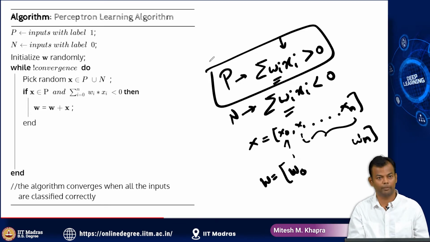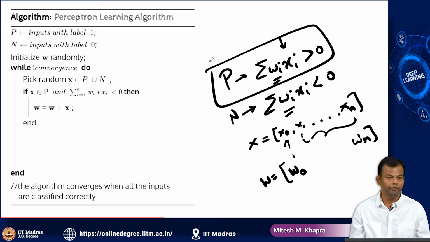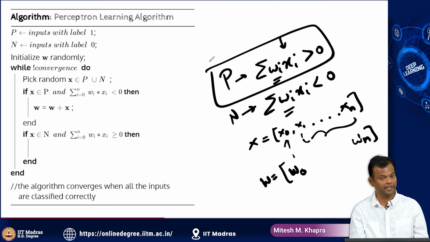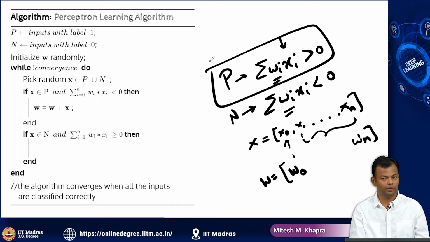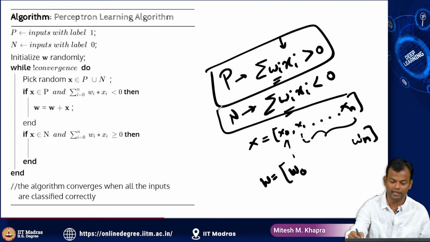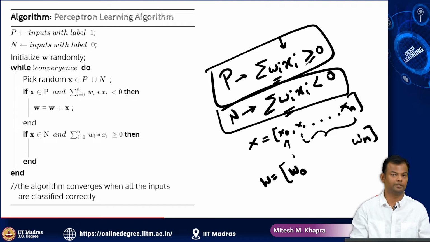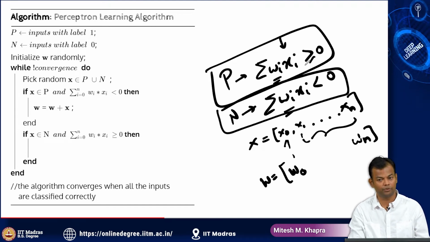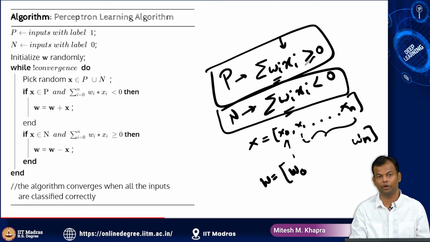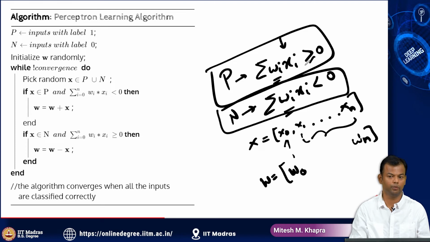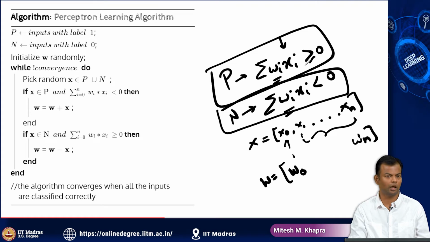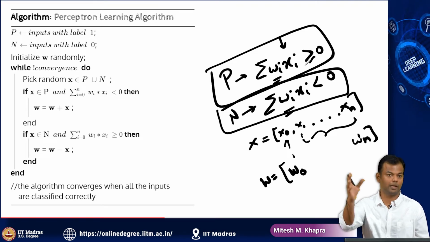I'm not going to say anything more about this at this point. If the point was negative and my summation was greater than or equal to 0, then again I know that something wrong has happened, because for such a point I wanted this summation to be less than 0, but that has not happened. So again I need to do some correction, and my correction is going to be w equal to w minus x. Again I am not explaining why this magic formula, why am I doing plus x in one case and minus x in the other case, and how does this lead me to where I want to go.